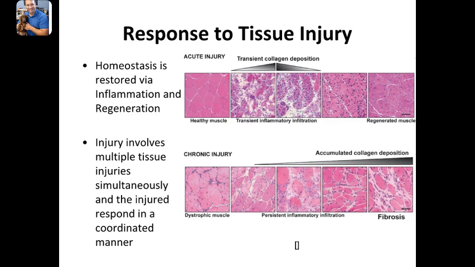Another example of chronic injury here, we've got a muscle that's not working correctly. So there's chronic inflammation. All these little dots are cell nuclei that are cleaning up the area and repairing the muscle tissue. And then we get a scar at the end, and another word for scar is fibrosis.